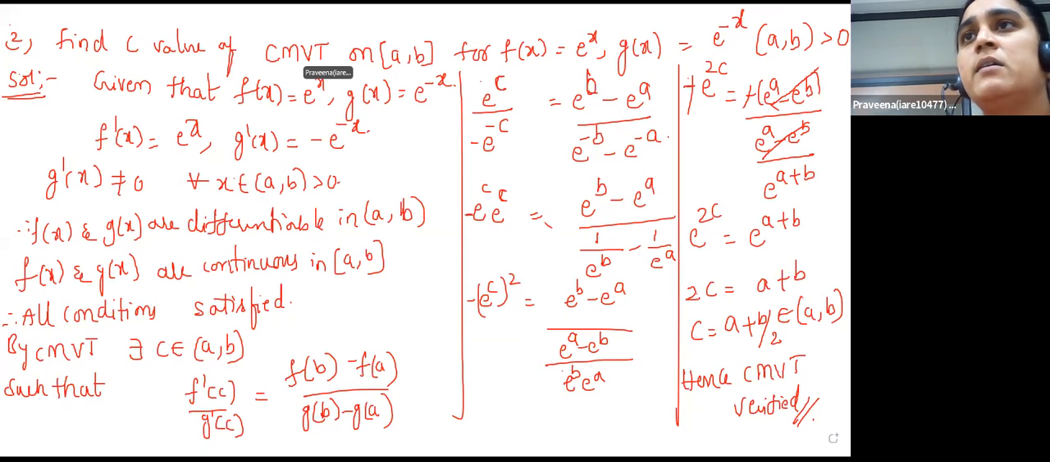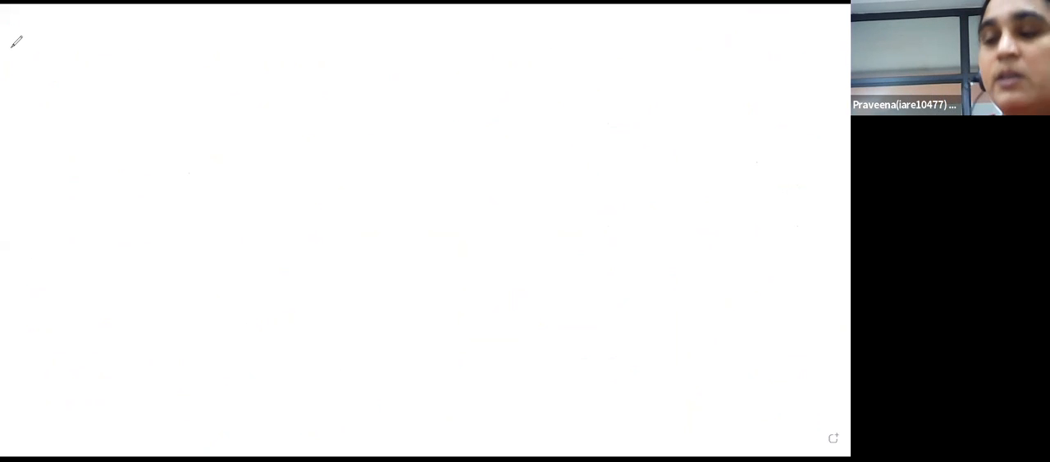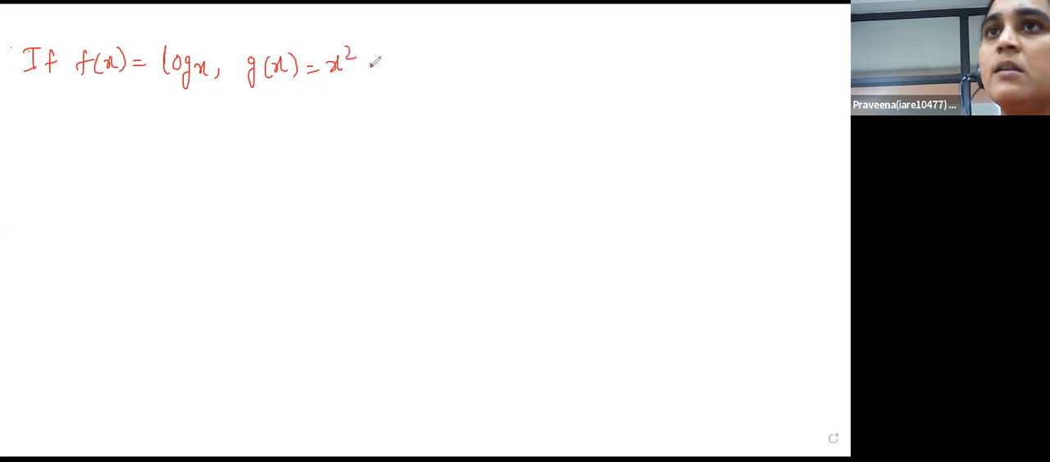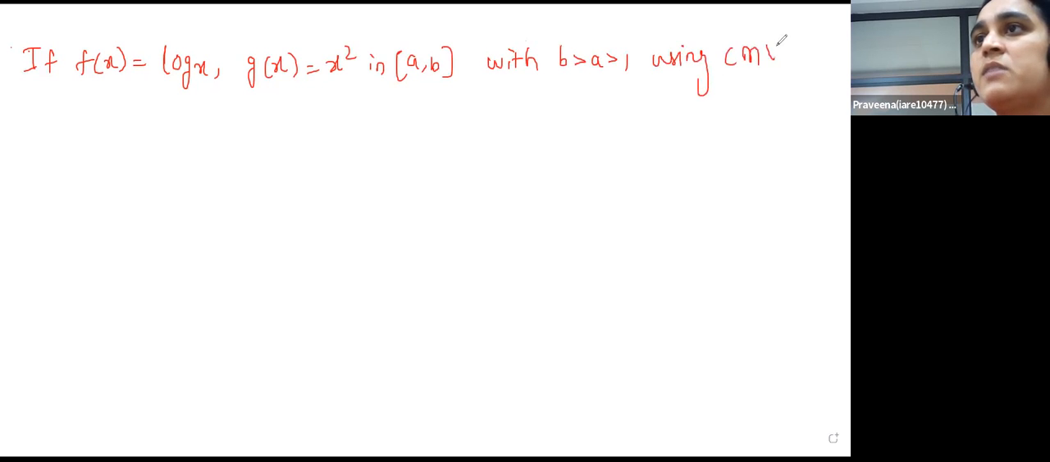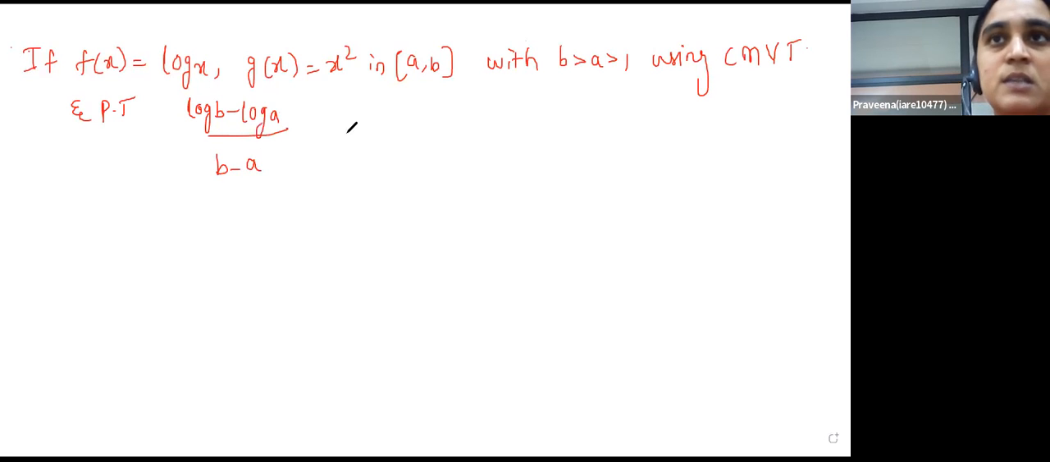Write down the homework question. After that, I'll wind up my session. Very simple question: if f of x is equal to log x and g of x is equal to x square in closed interval a comma b with b greater than a greater than 1, using Cauchy's mean value theorem prove that log b minus log a by b minus a is equal to a plus b by 2c square.